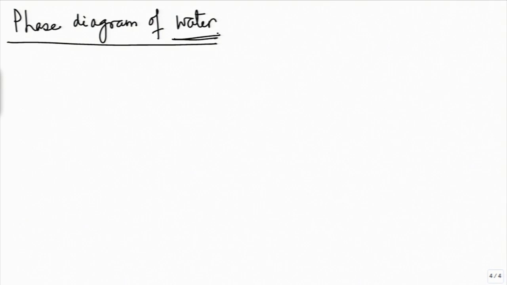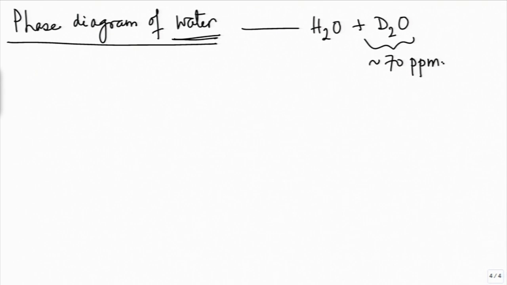Let us consider first the phase diagram of water. Now, some explanation is needed about the word water. If you look at your chemistry book, they will say water is hydrogen oxide and a chemical formula is given to us, H2O. But if you look at the actual water molecules in nature, you will find that natural water has two components, H2O and D2O. D2O is a small fraction, of the order of, I think, 70 ppm. I am not so sure, but I think that is the order.